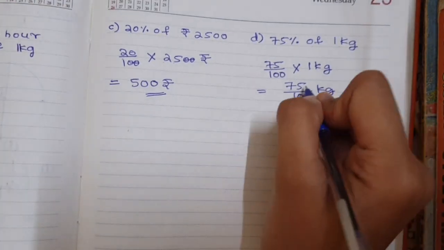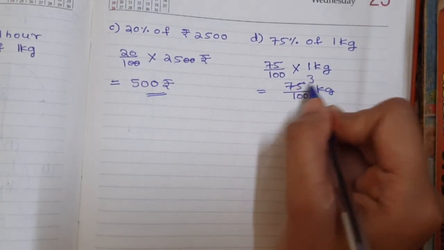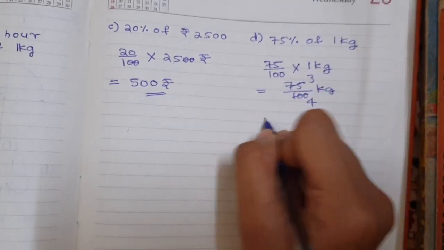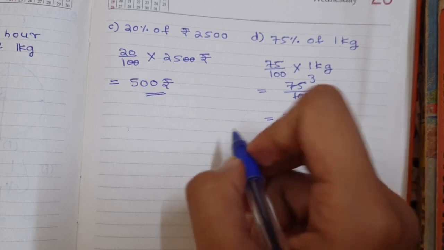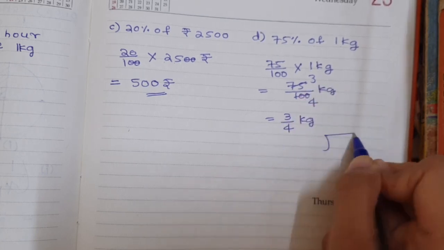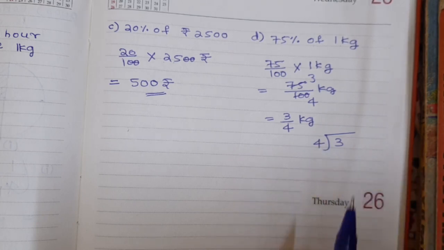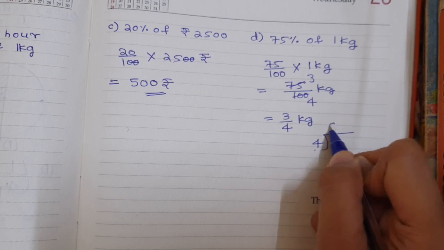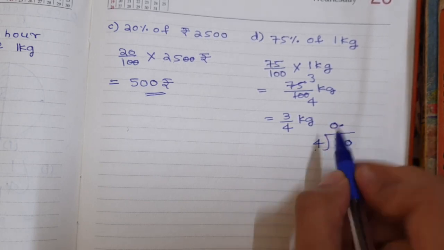Now we have to simplify this. 25 3s are 75. 25 4s are 100. So we got 3 divided by 4 kg. 3 divided by 4, we have to simplify this further. Let me divide using a traditional division method. 3 is less than 4. So let me put a point here and a 0 here.